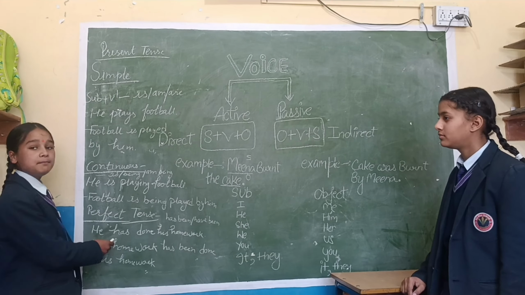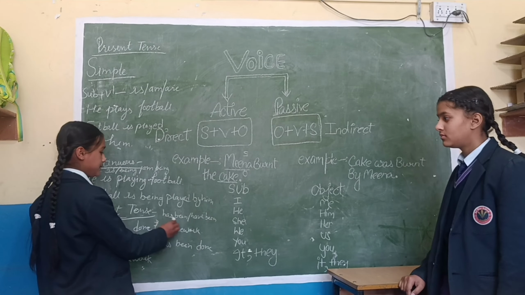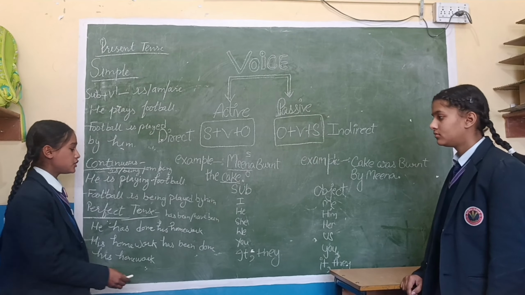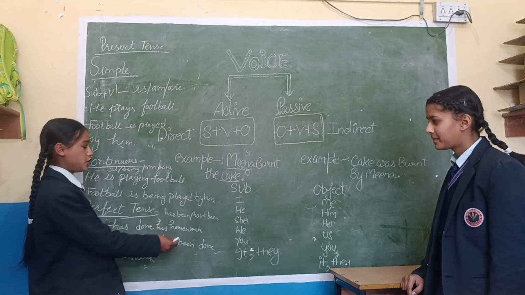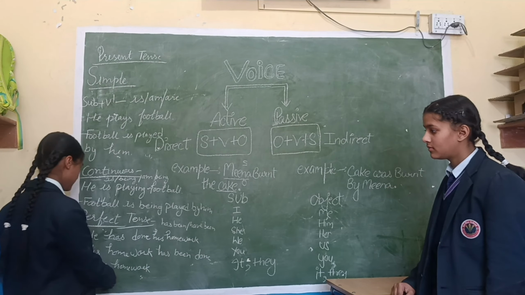Next is present perfect tense. The formula of present perfect tense will be has been, have been. Has will be changed into has been, have will be changed into have been. So, his homework has been done by him.